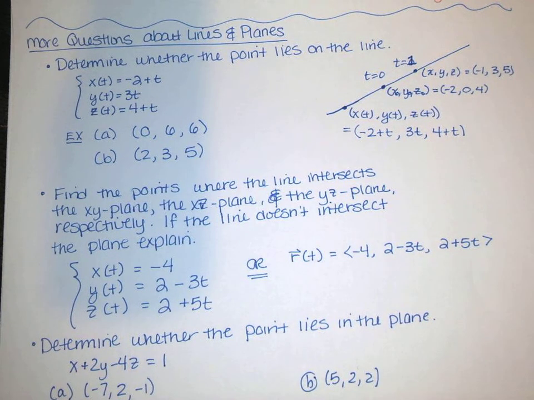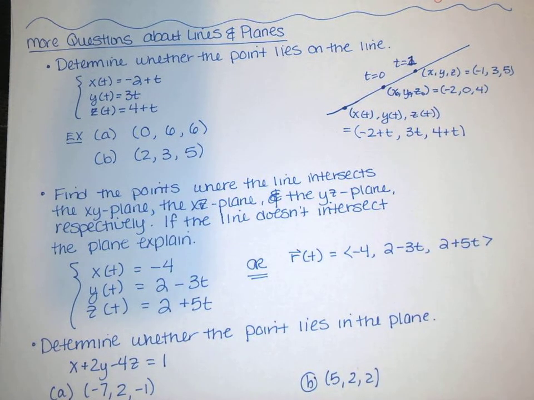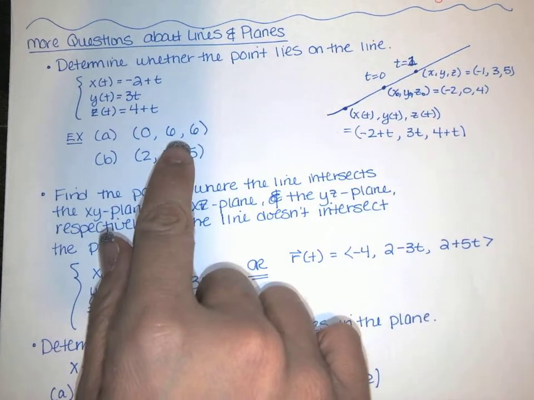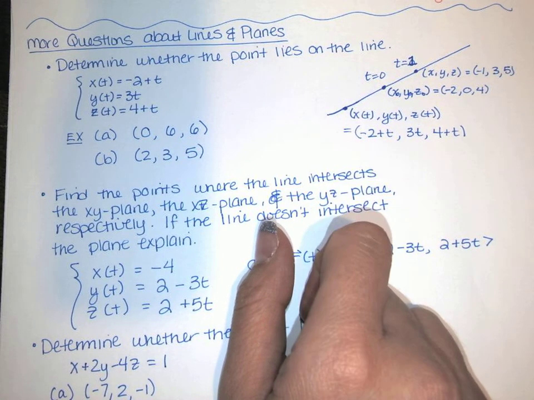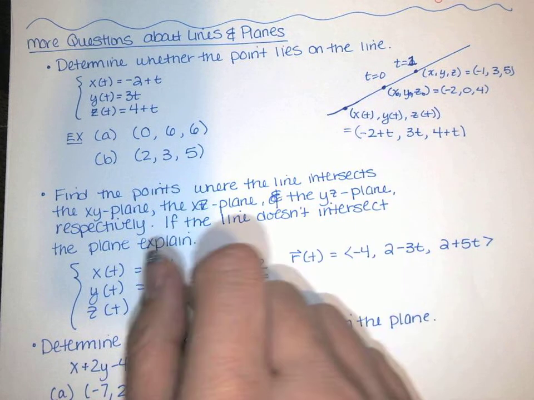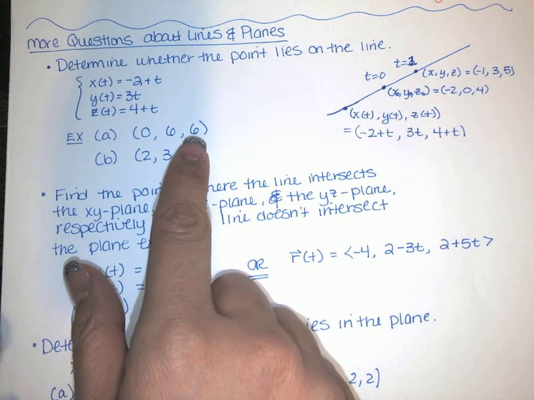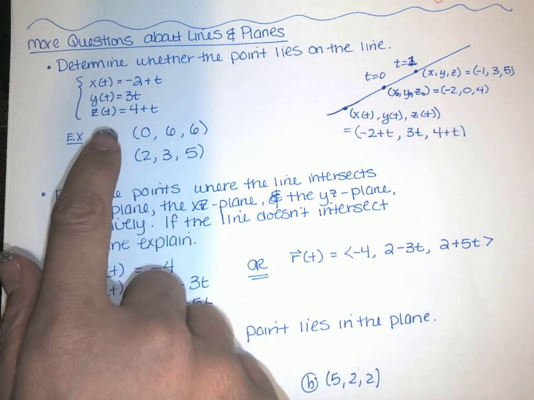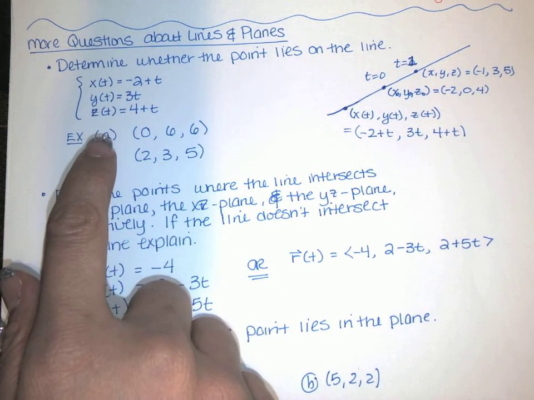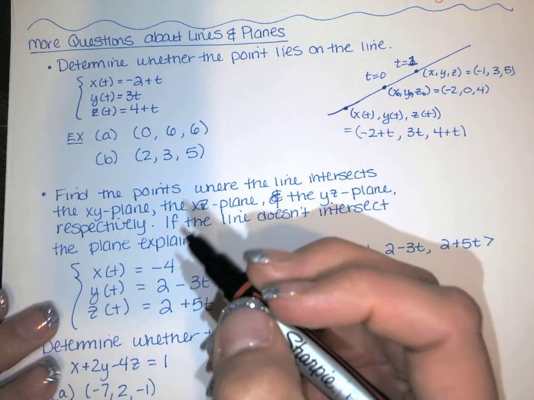So this question says, is this point on this line? So how can we figure out whether this point lies on this line? I hope you're thinking, well, that's the x, that's the y, and that's the z. So I guess the question becomes, is there some t value so that x is 0 when y is 6 and z is 6? So to figure that out, we're just going to set up a system of equations.